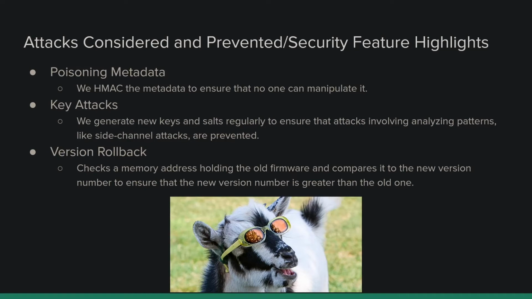We also considered version rollback attacks, where the adversaries could write a version number into our memory, and that would allow them to upload a previous version onto the bootloader when they should not be able to. So in order to prevent that, we put a check and a permanent space for version numbers to be stored. We would always reference back to that area, and if the update is lower than the one that's kept, then the firmware is rejected.